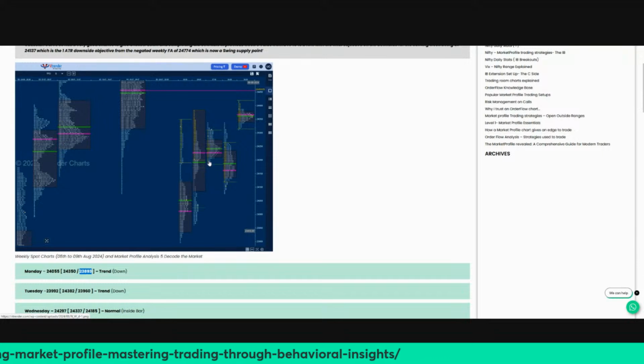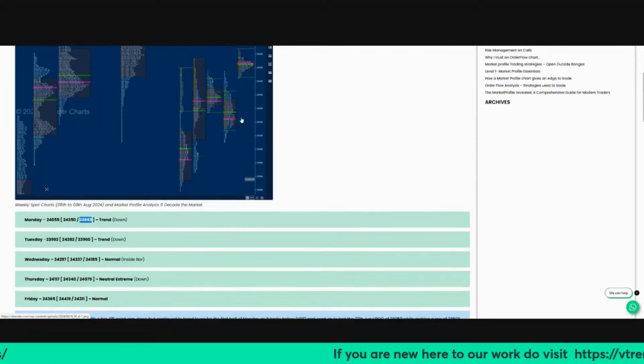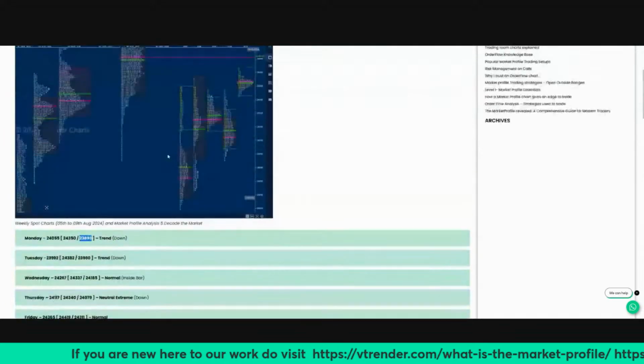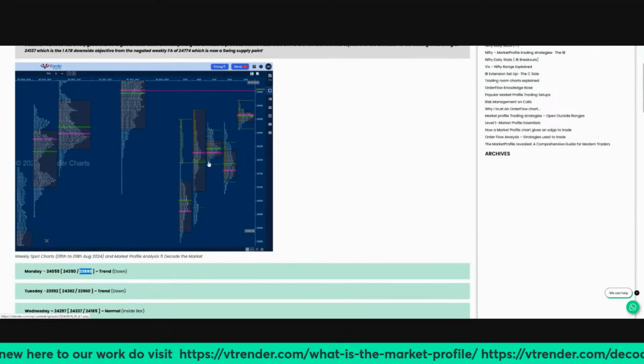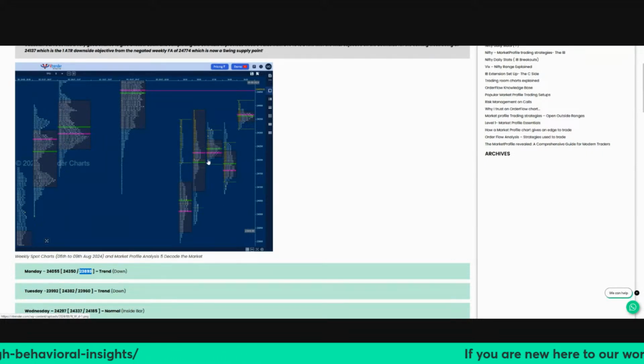You can see how on Wednesday and Thursday we remained inside the value of Tuesday's profile, and then formed this nice 3-day balance. So what we did on Friday was we made a move away from this balance. This is a 4-day balance, in fact a 3-day balance, because we moved away from this POC. 24012 was the POC of Monday, which we did not tag after the Tuesday's breakdown. So with that as the lower HUN, we can take this 3-day composite as a balance, and then from there we moved away on Friday.